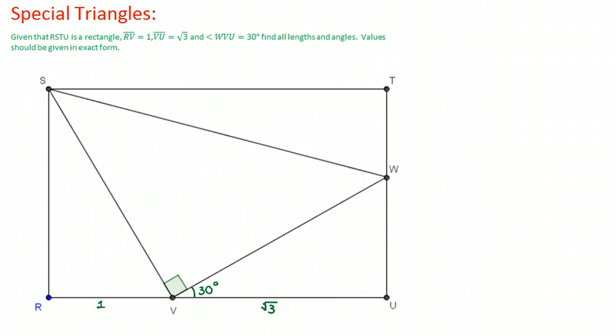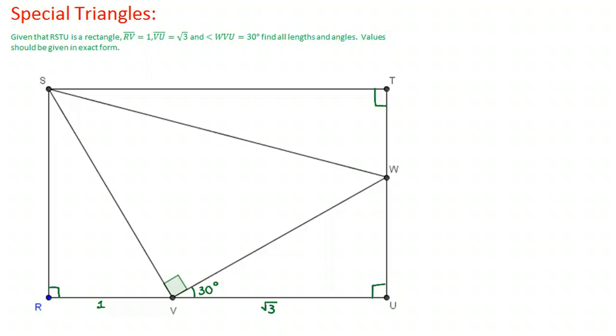So I think you should pause the video now and give this a try on your own. Just make a quick sketch on paper, and then you can unpause the video and I will work through it for you. Okay, so let's dive in. We know that RSTU is a rectangle, so that means angle R should be 90 degrees, angle U should be 90 degrees, and angle T should be 90 degrees.